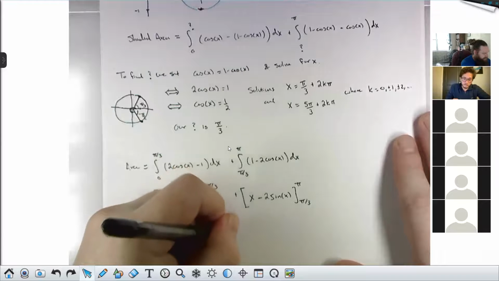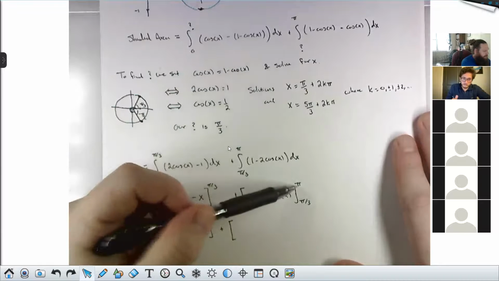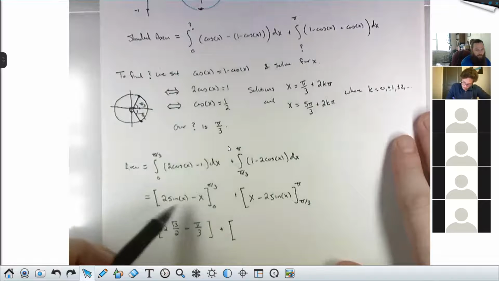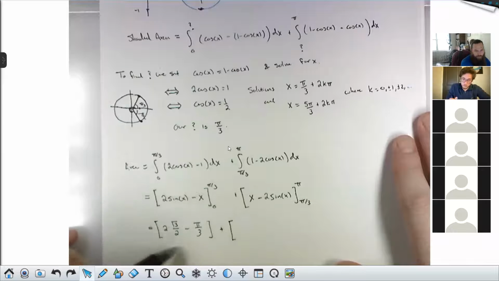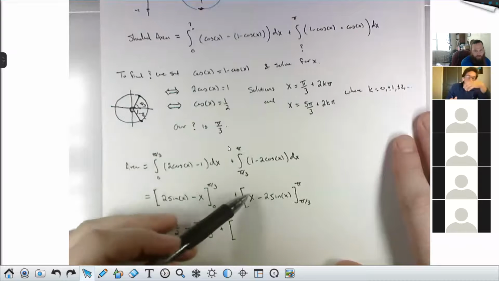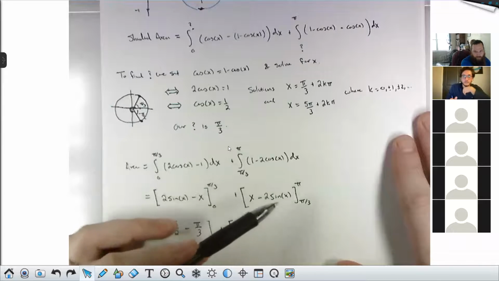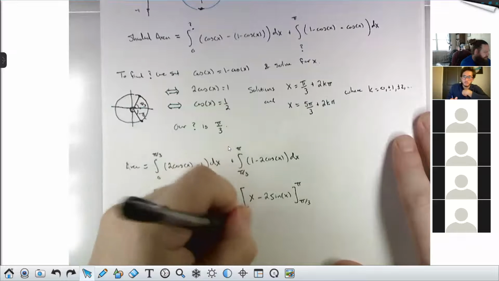When I plug in pi in the second piece, the lower bound gives me nothing from the first piece, right? 2 times 0 minus 0, that's 0. So everything in that first piece comes from the upper bound. This is done. This is equal to this. This guy, when I plug in pi, I get pi minus 2 times the sine of pi. What's the sine of pi?